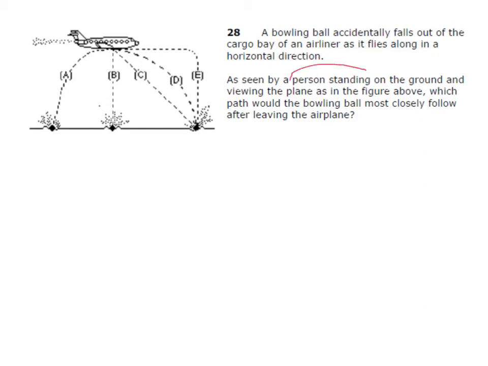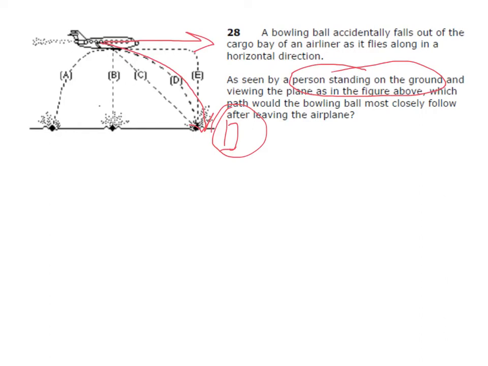Remember, this is kind of a perspective question. The person is on the ground, so what they're going to see is the plane moving in a straight line, and the ball will exit the plane and continue along a parabolic path just like any projectile. So it's going to follow the direction D here. It's simple projectile motion. It has an initial velocity of the plane, and it will fall based on however high the plane is.